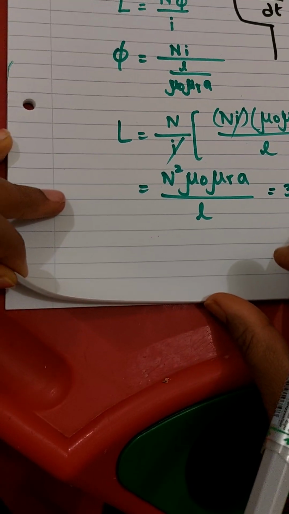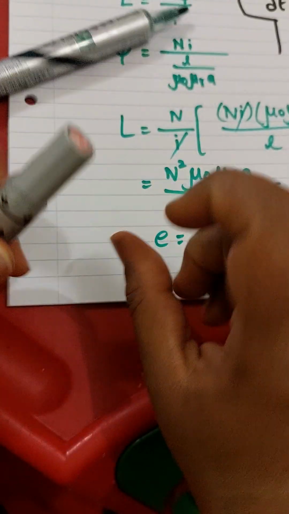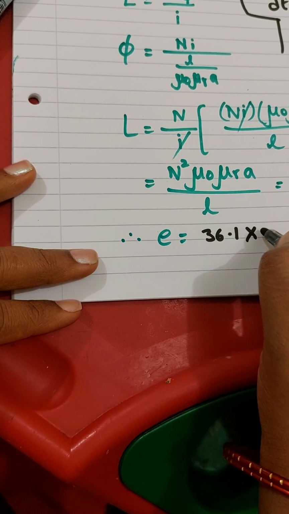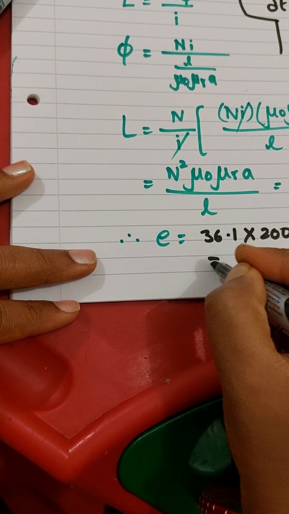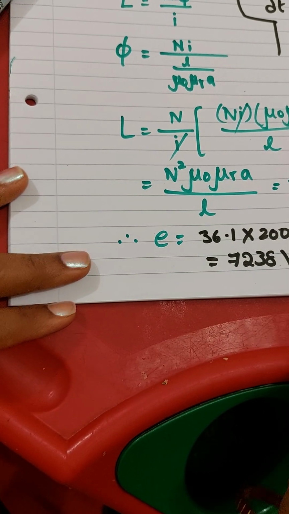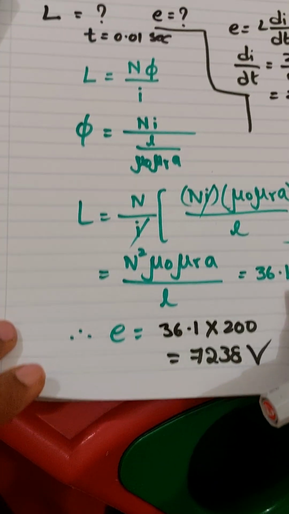Just check whether you are getting it or not. Therefore I can say the induced EMF is L di by dt. L is 36.1 and di by dt is 200. So you are supposed to get 7238 volts. This is how we will find the self inductance.